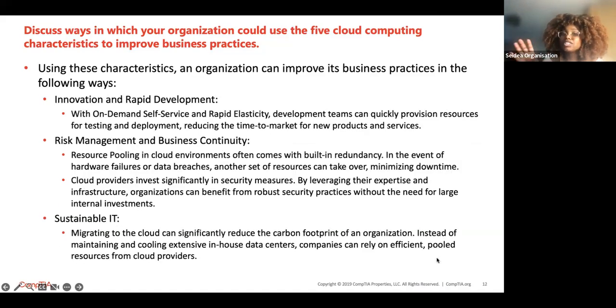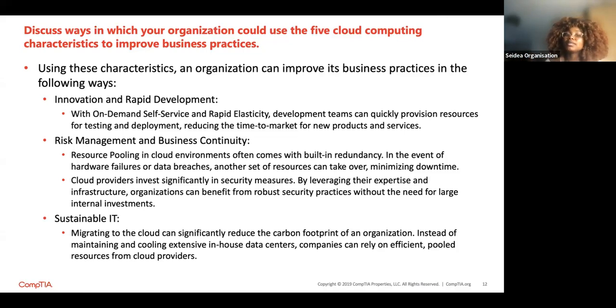Now, when we're looking at innovation and rapid development, two things you want to think about are your on-demand self-service and your rapid elasticity. Why? Because your development teams can quickly provision resources for testing and deployment. So it reduces the time to market for new products and services because you're able to quickly change things on the go, and also adapt quickly to your user demand.